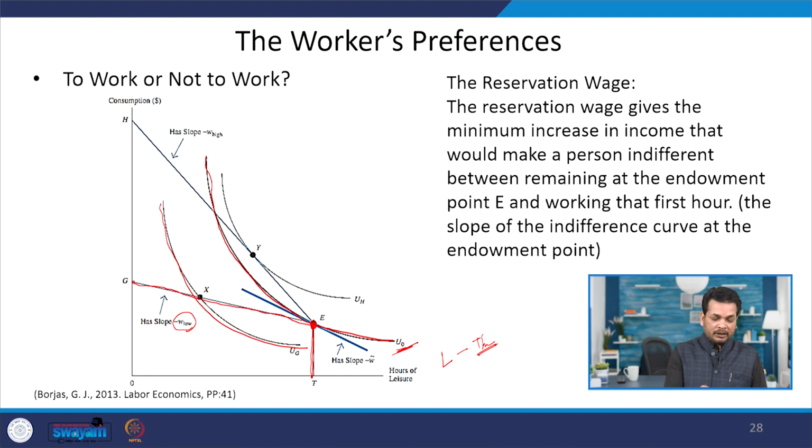If you compare point X and point E, the worker is better off at point E, because operating at any point on this opportunity set, let us say for example X, puts him on a lower indifference curve. So, he will not prefer to operate at point X.